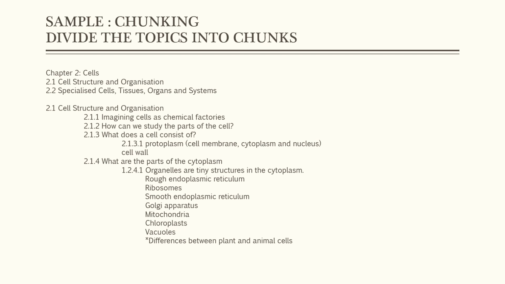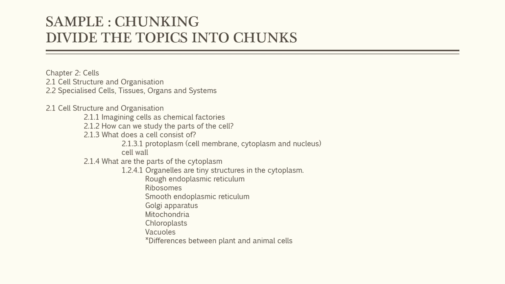Through this you are able to see that in chapter 2 you have cell structure and organization. You have specialized cells, tissues, organs, and systems. But you have to go through what is in the cell structure and organization. So here is an example. Under cell structure and organization, you have four topics that you need to understand.